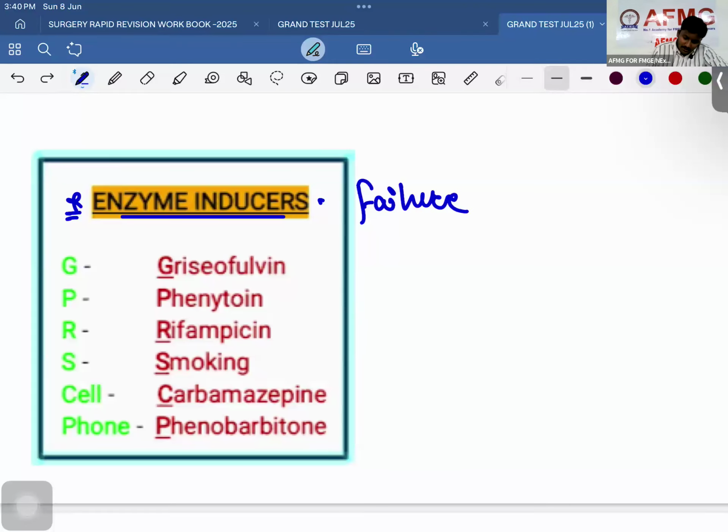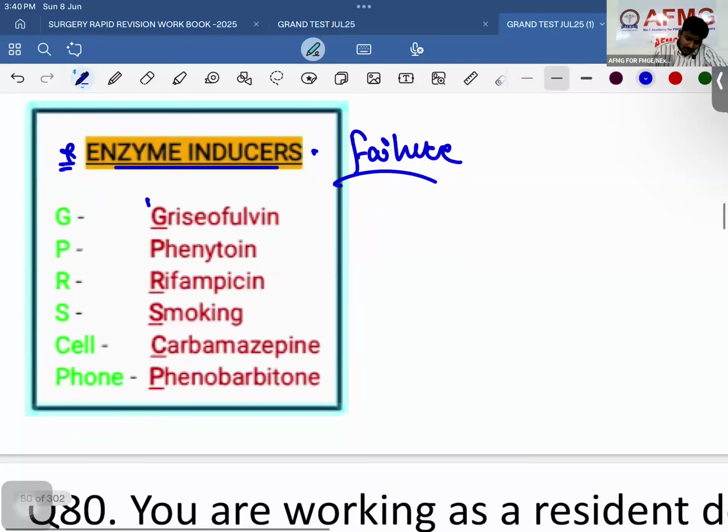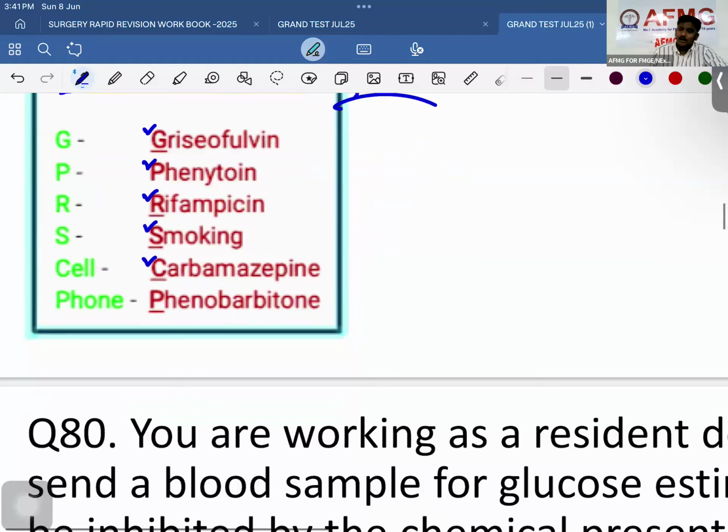That is important. The mnemonic to remember enzyme inducers is GPRS CP: G for griseofulvin, which is an antifungal drug, P for phenytoin, R for rifampicin, S for smoking, C for carbamazepine, and P for phenobarbital. We know the majority of anti-epileptic drugs are going to be enzyme inducers themselves, beta.